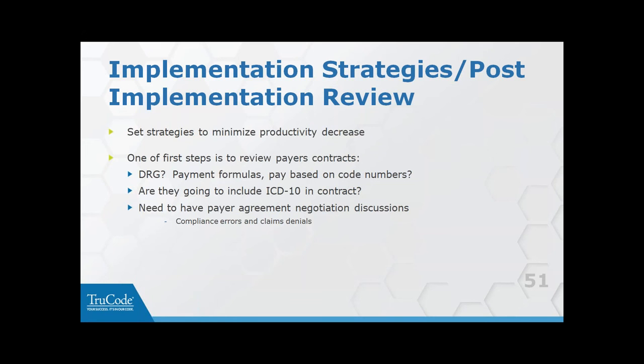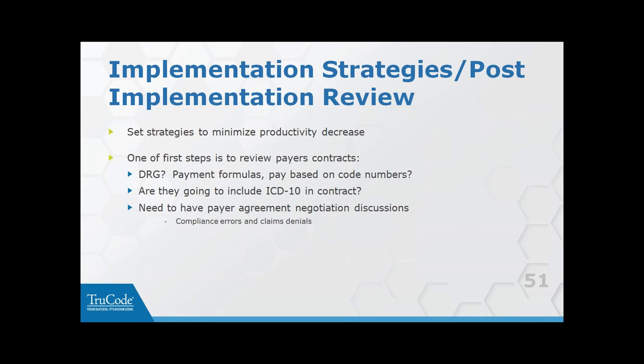One of the first steps we need to do is making sure we're looking at our payers' contracts. We are seeing some of them are paying based on DRGs, some of them are using older versions of the DRGs, some of them have payment formulas, and some pay based on code numbers. Like we've been working in the state of Tennessee with workman's comp, and their policies are basically based on the trauma codes: here's the range of trauma codes, we'll pay for those. So they're paid based on code numbers.